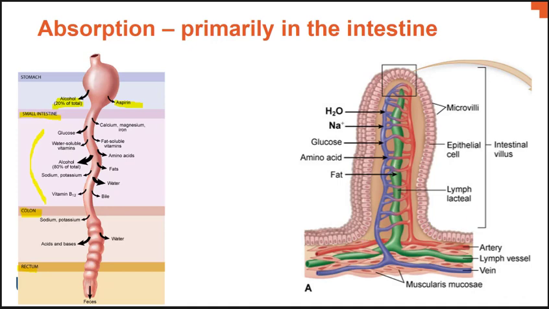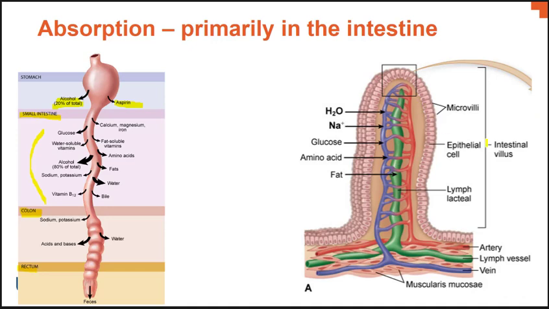Now, what contributes to absorption? Well, it's the presence of intestinal villi and microvilli that increase the absorptive surface area of the intestinal mucosa. Most absorbed substances, as I already mentioned, will enter the bloodstream, with the exception of fat, which enters the lymphatic system by way of those lacteals.